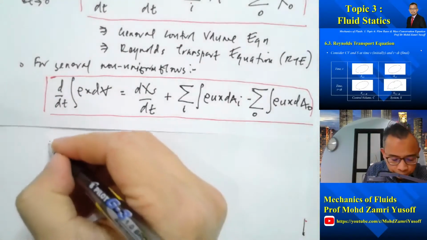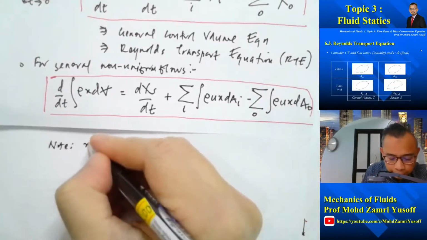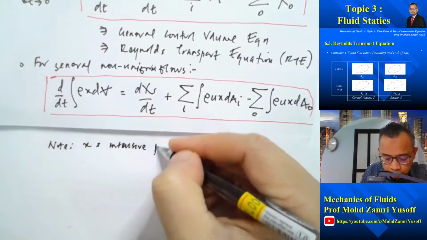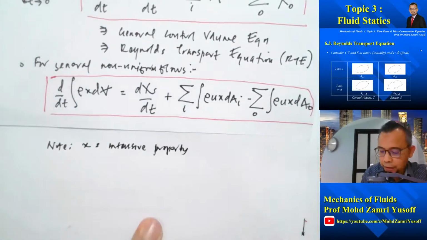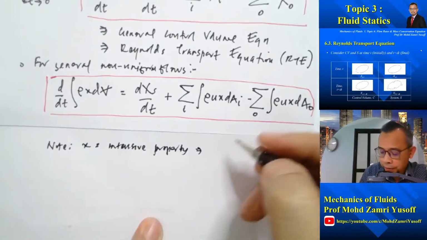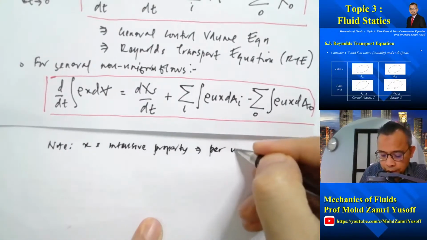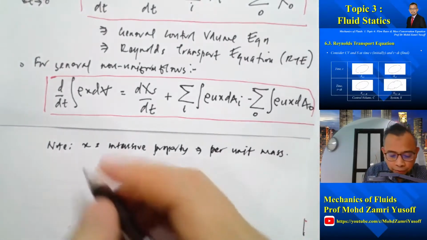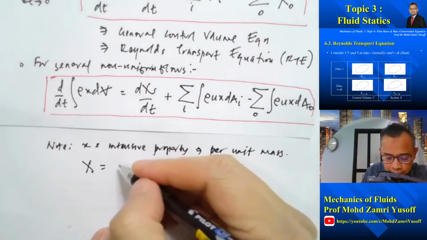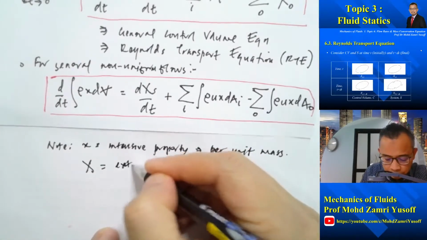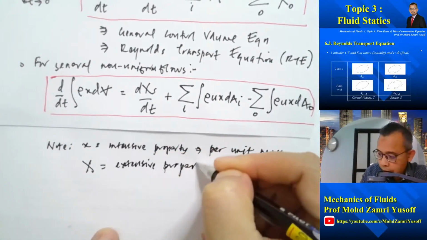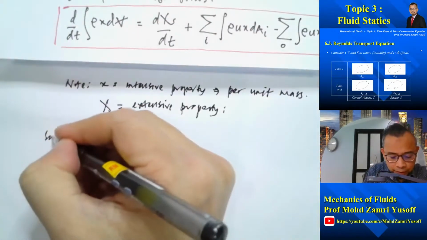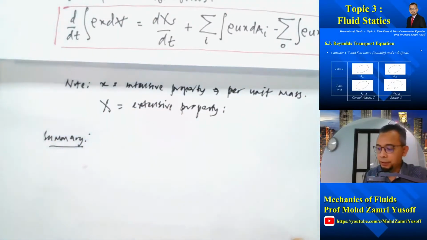So this is the general Reynolds transport equation for general non-uniform flow. So I need to put a note here. Note that x is actually the equivalent intensive property, or this is the property which is per unit mass for X. So this is the equivalent extensive property, right?